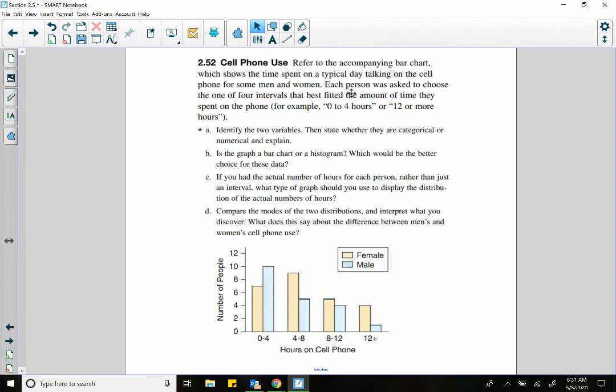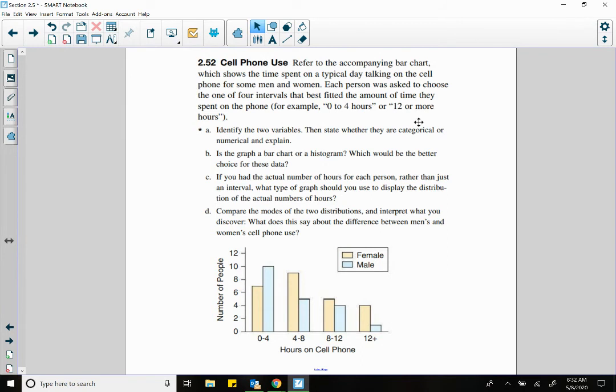The answers that people are going to come up with, like, say, I talk for 3 hours, they definitely are counting that up. That's measured. But because we have intervals here that you have to choose from, we have now made it categorical. Do you fall in the category of 0 to 4? Or do you fall in the category of 12 or more? Okay. So both of these are categorical. All right. I hope that makes sense.